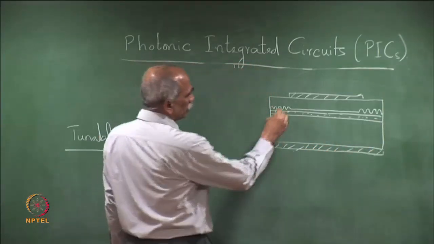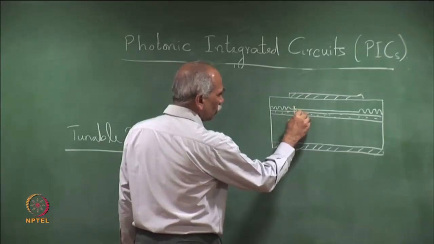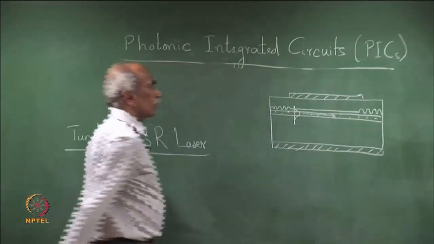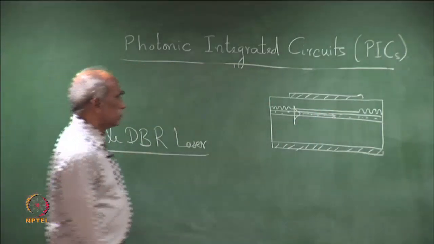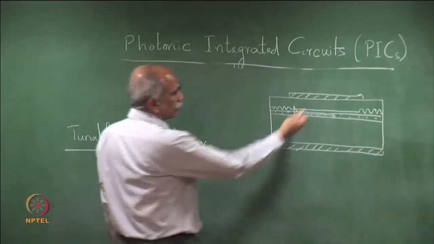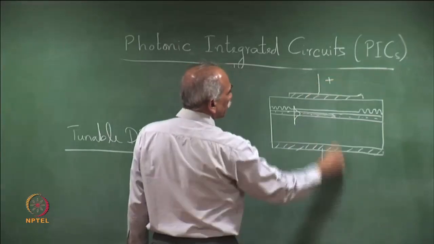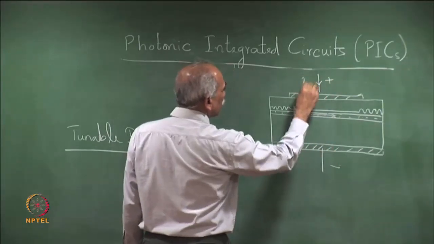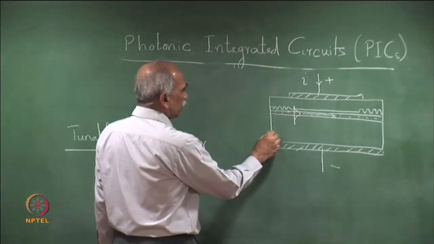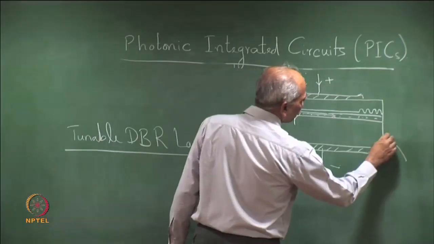There may be many more layers here, I am just showing the essential layers. So, the gain region, and here is the optical mode which propagates along the double heterostructure, and these are the electrodes, say plus and minus, a current I is flowing through this. The two ends are AR coated, anti reflection coated.